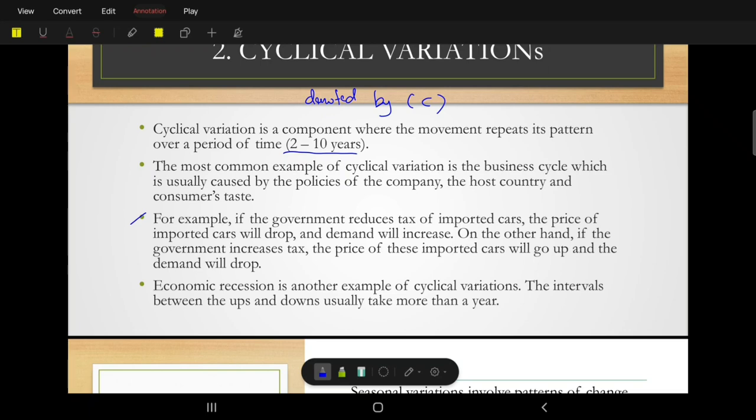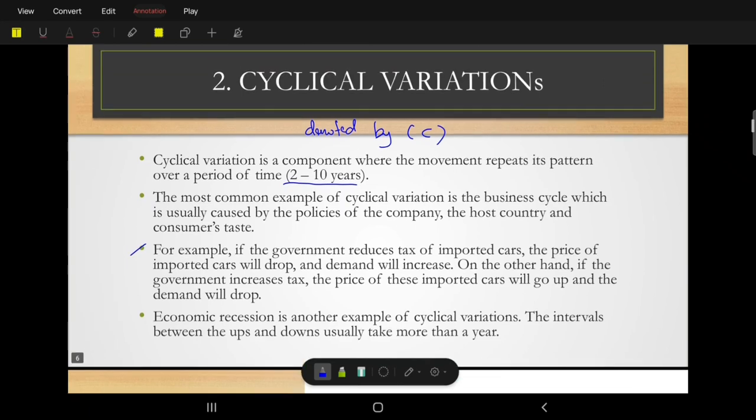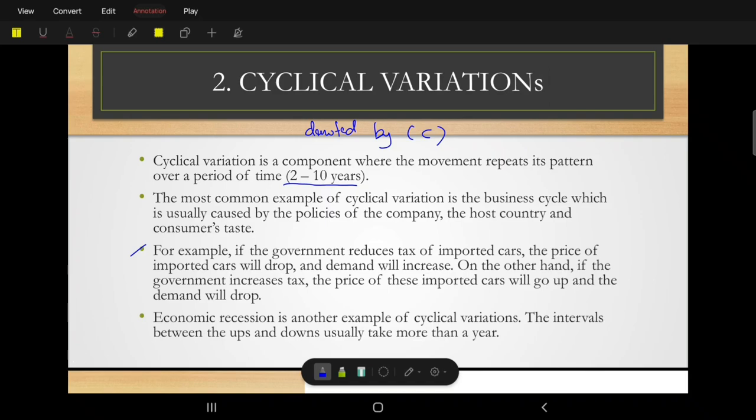And then last example, economic recession is another example of cyclical variations. The intervals between the ups and downs usually take more than a year. Economic recession ni adalah kegawatan ekonomi. Dia berulang kali berlaku, but not every year happens. Bukannya setiap tahun ada kegawatan ekonomi ni. Maybe every 7 to 9 years berlaku economic recession ni. So this is cyclical variations.